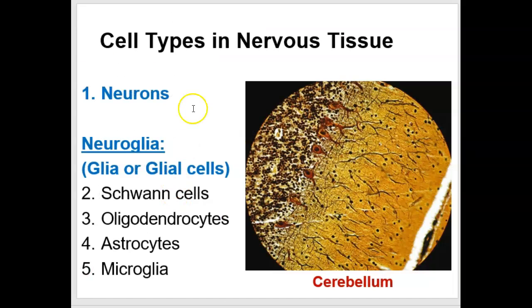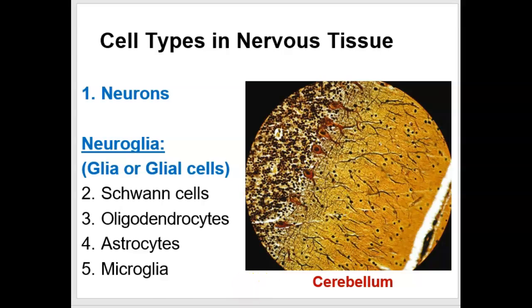So the cells that are found in nervous tissue are of two types, which I've alluded to already. Neurons are the ones that you'll notice right away. This is a cross-section through the cerebellum of your brain, and it shows you nuclei of neurons with the axons extending outward. So those are neurons, but as you can see, there's a lot of other black dots around here, okay, without seeing processes emanating from them.